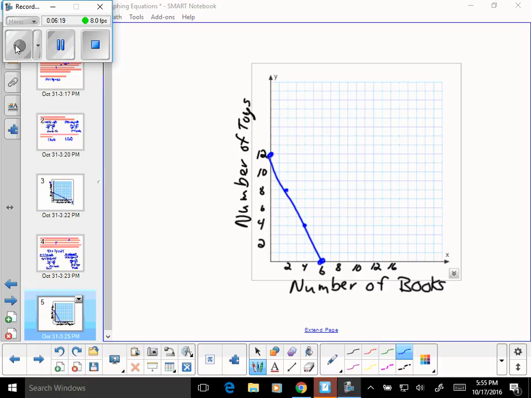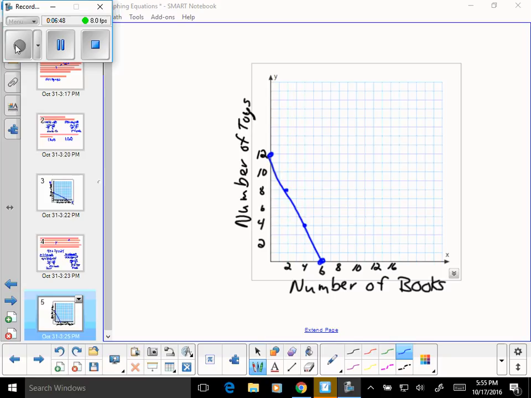And that should be what your line looks like, although technically what we're really drawing is a segment. Now again, this one's a lot steeper, so it actually does have a higher slope. You can buy a combination along here. If you buy 12 toys, you can't buy any books. If you buy 8 toys, you can buy 2 books. If you buy 4 toys, you can buy 4 books. Or if you choose to buy no toys, you can buy 6 books.